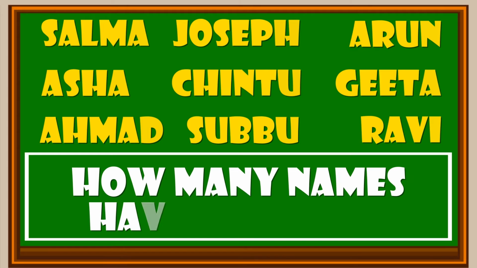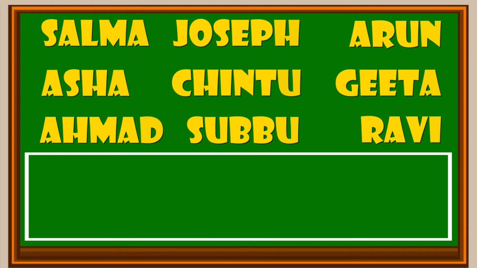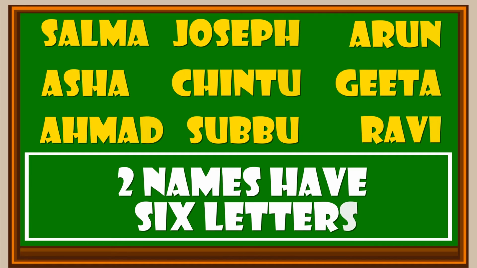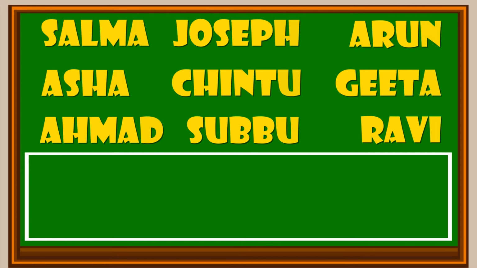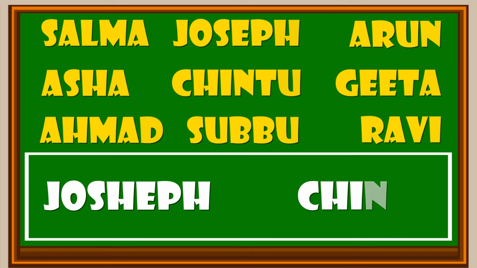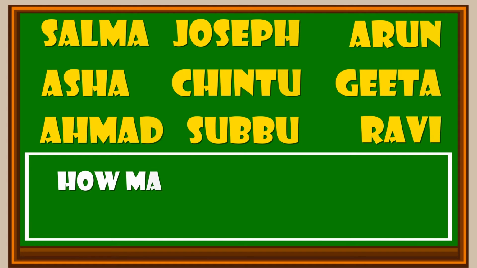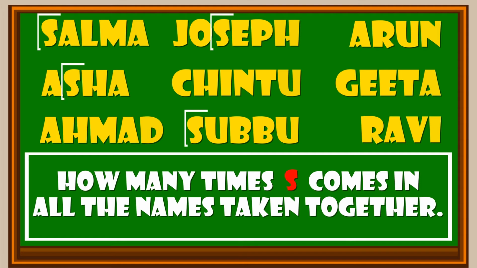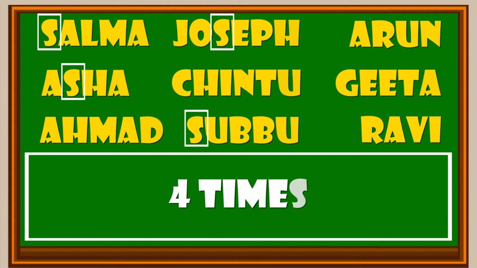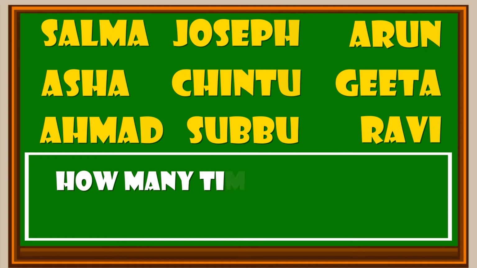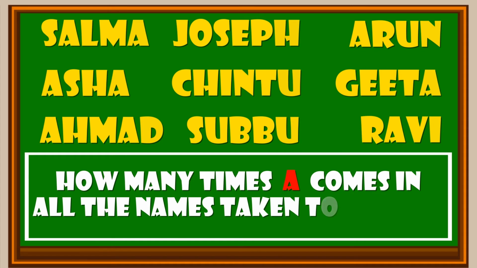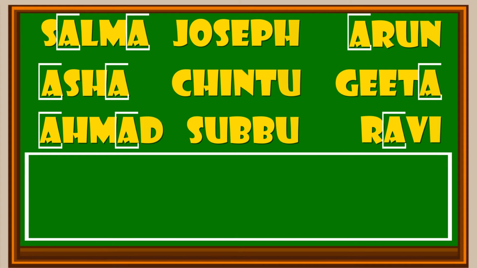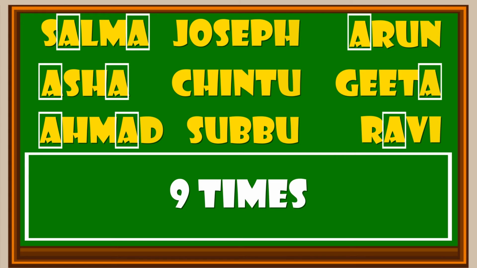How many names have 6 letters? 2 names have 6 letters: Joseph and Chintu. How many times S comes in all the names taken together? 4 times. How many times A comes in all the names taken together? 9 times.